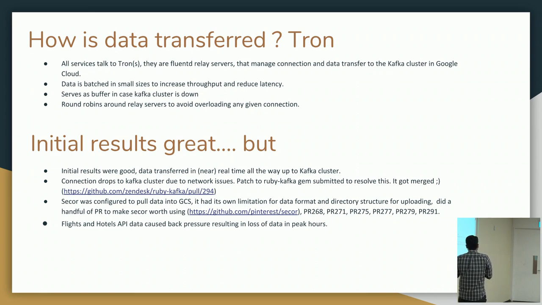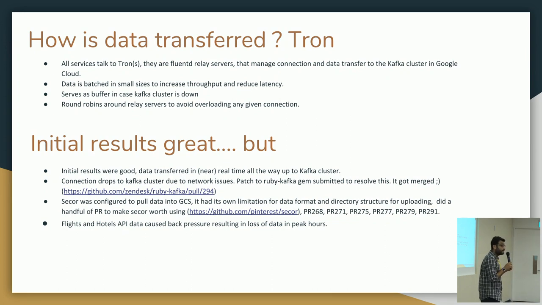It all sounds good, but that's when you put it on paper. There are always hurdles that you don't see when you're putting something in. A few of the things that we saw: we actually had to do a few PRs to solve a lot of issues.